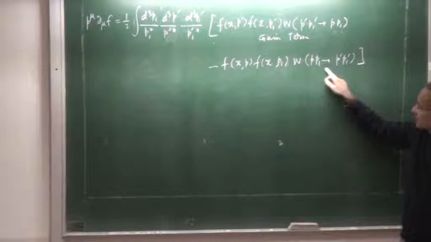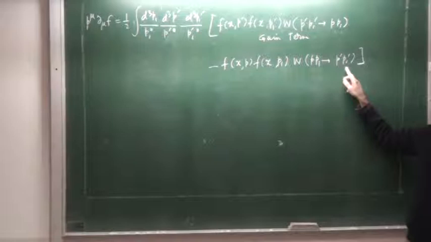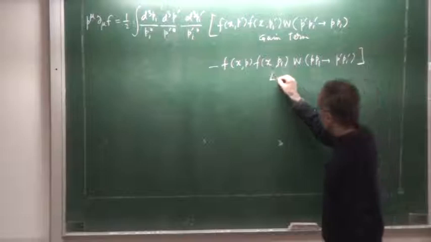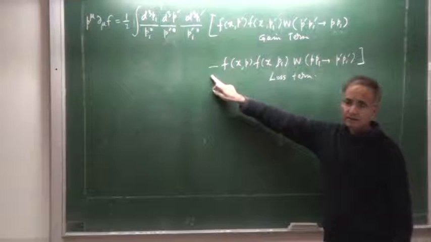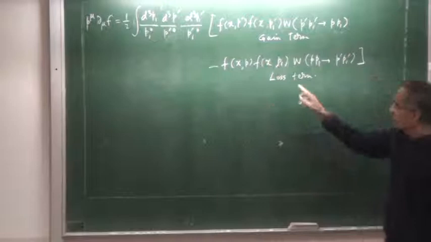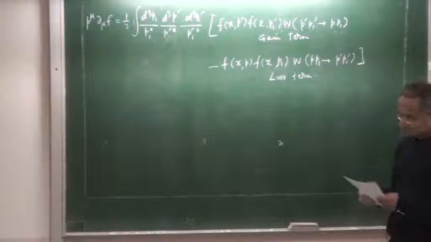And here, particles of momentum p and p1 are colliding and giving this. We are losing particles with momentum p. This is the loss term. There is a negative sign because of the loss term; it reduces the population of particles with momentum p. Why the half? To avoid double counting.